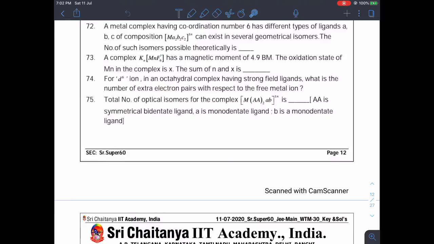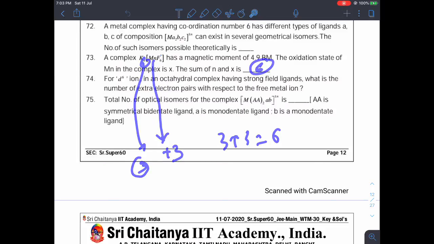So now what will be the final answer? Because they are asking about the sum of n and x. What is x? X is the oxidation number of Mn. We had calculated it is plus 3 and n we got to be 3. So the sum of 3 plus 3 will be 6. So the correct answer will be 6.